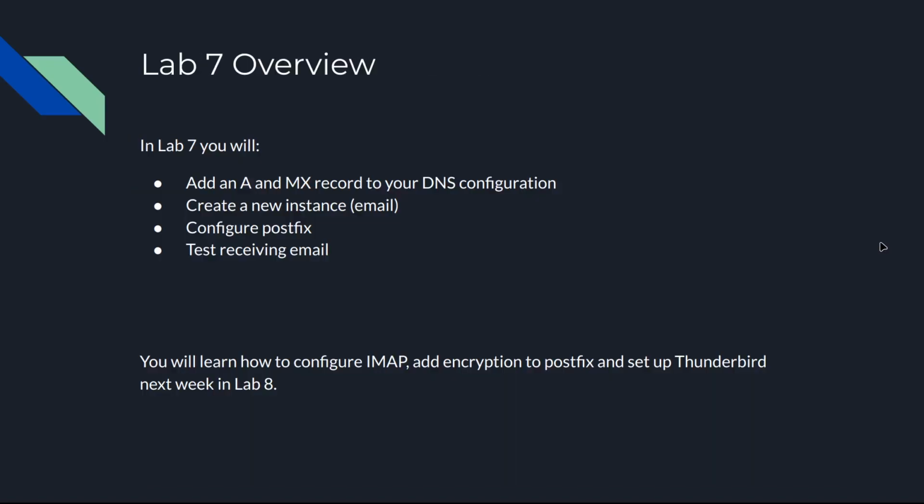So, in Lab 7, you're going to add an A record and an MX record to your DNS configuration. You're going to create a new instance, email, and you're going to configure Postfix, and then you're going to test receiving email. And next week in Lab 8, you're going to learn how to configure IMAP and add encryption to Postfix and set up Thunderbird.